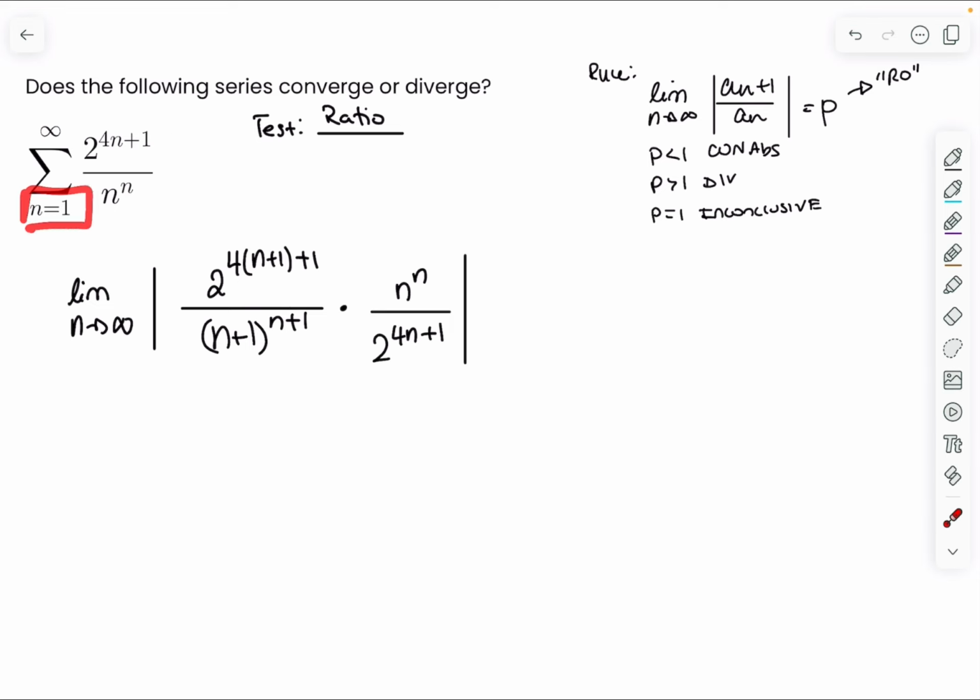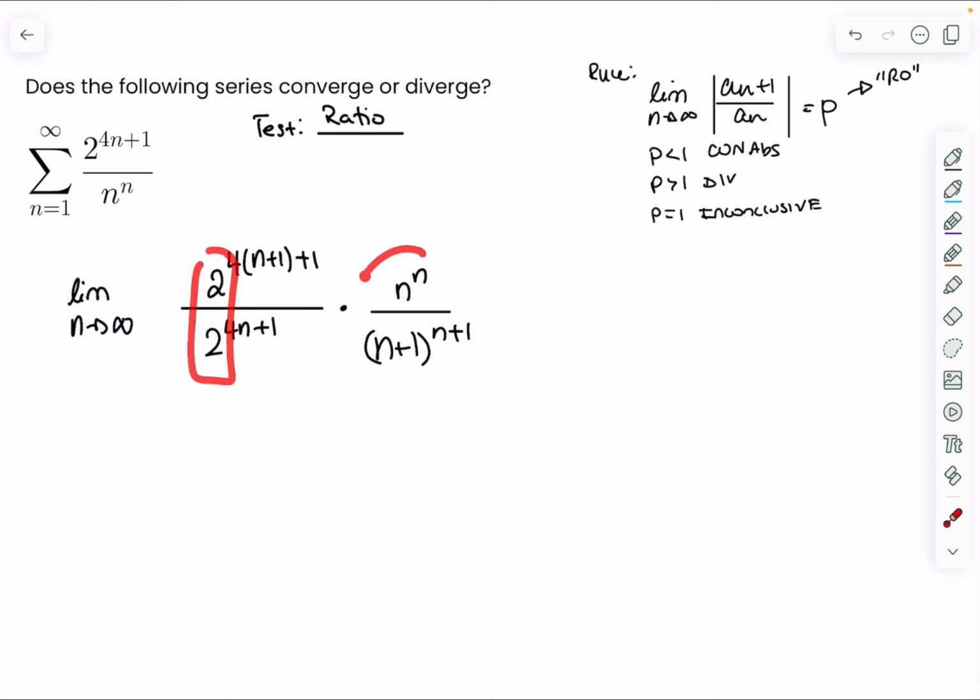And then because n starts at 1 and all we have are n's, we know that all the terms in our series are going to be greater than or equal to 1, so it's going to be a positive series. Because it's already a positive series, the absolute value of this is still this. Now, the first step once you write the limit is to switch the denominators so that similar things are next to each other, because that way it's easier to simplify.